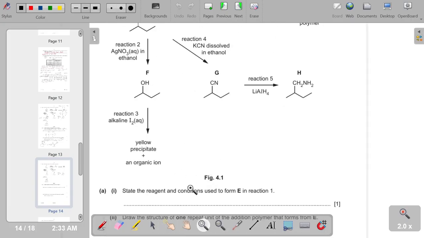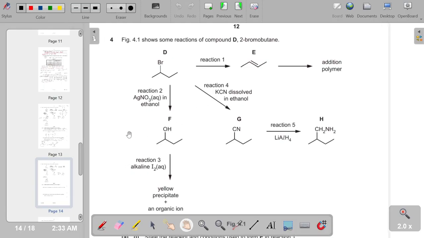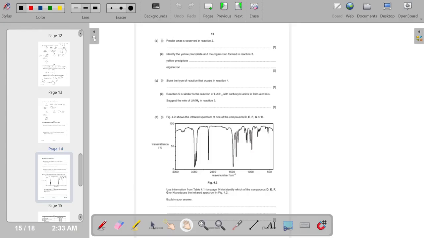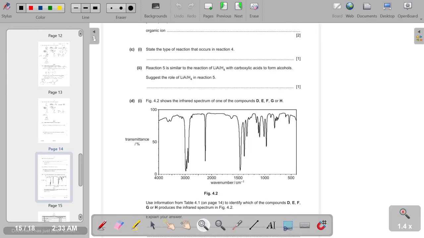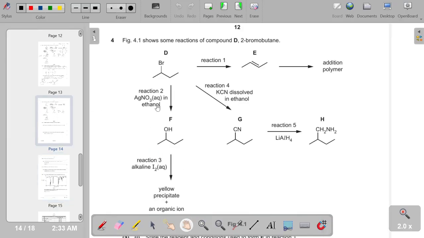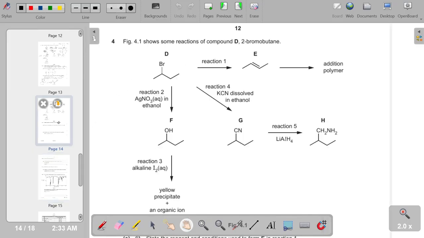So now here is the next question. You can see bromine is once again, I think, the very same, from this. Predict what is observed in reaction 2. Where is reaction number 2? Bromine with silver nitrate in ethanol. So you can see the silver nitrate. Is it asking about this question? Is it a part of this? Yeah, part B: predict what is observed in reaction 2.